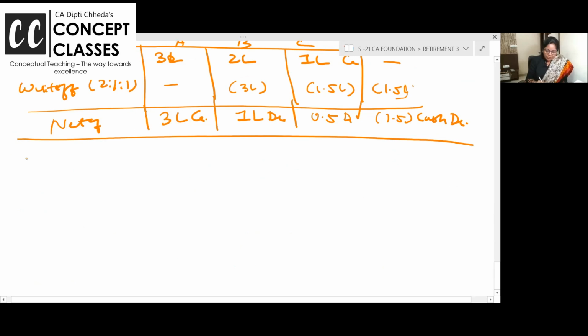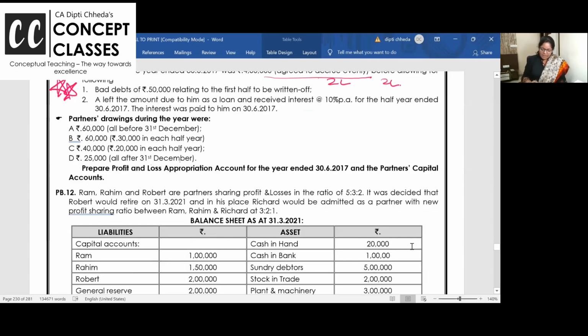Problem number 11 we have completed, and then we are doing problem number 12. Ram, Rahim and Robot. Problem number 12. पहले पढ़ते हैं. It's a combined problem. Already asked in earlier exam.